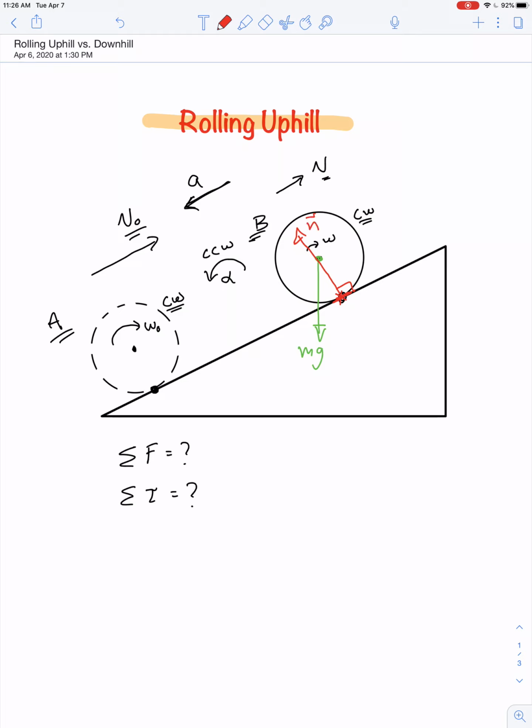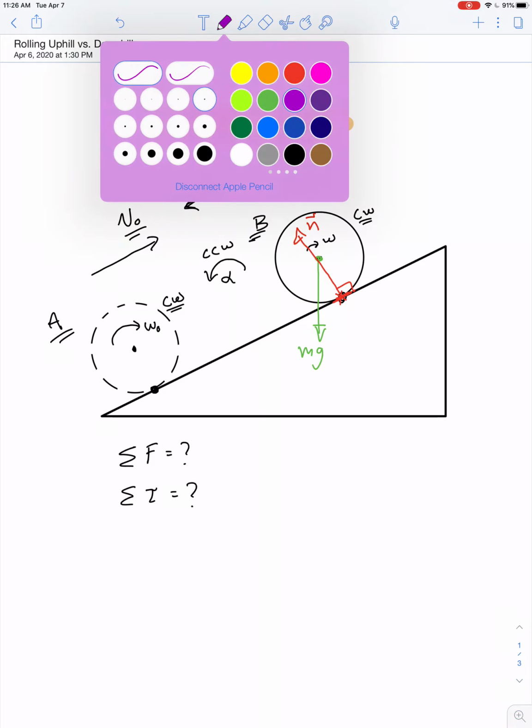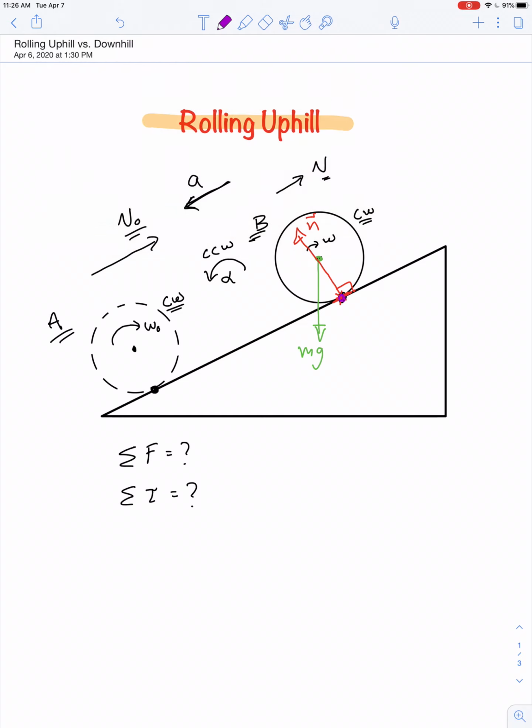So the friction force is kind of interesting. Let's see if we can figure out the direction of the friction force. We know where it acts: friction is also acting at the point of contact. But by the way, it's not kinetic friction because the object is undergoing pure rolling motion, so there's no slippage between the object and the surface. There's just a gripping that takes place. So it's a mu static that we're interested in.